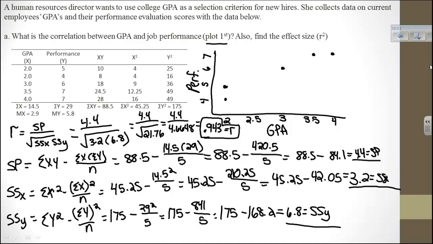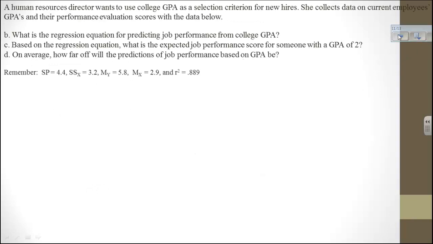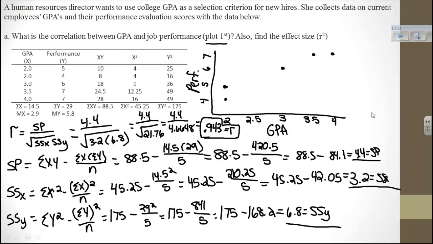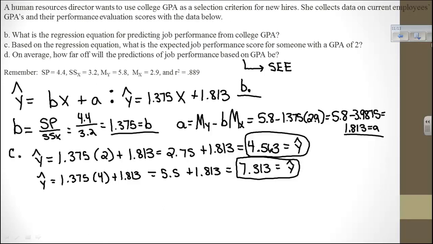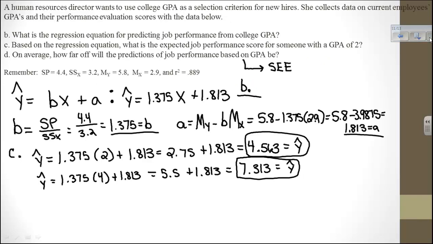So remember, for a GPA of 2, we expected 4.563. So 2, 4.563, right around here. And then for a GPA of 4, 7.313. So 4, 7.313. If we draw that, look, it's in between our data points, just like last time. All right, so this is just an extra part.